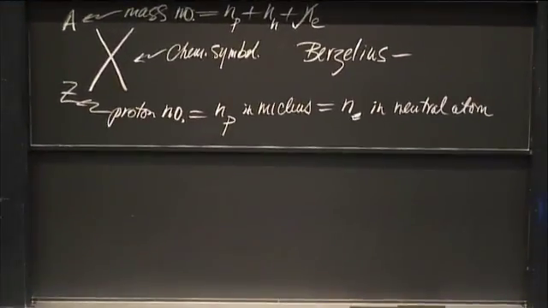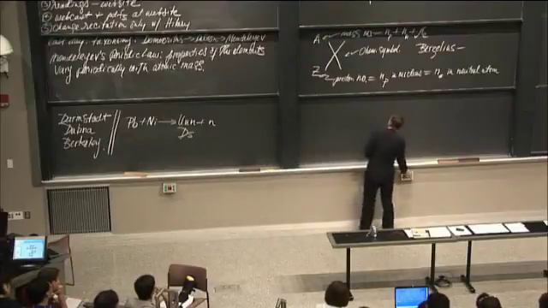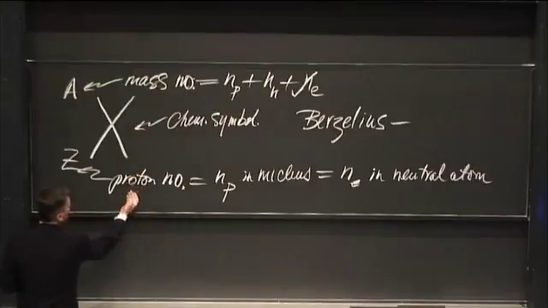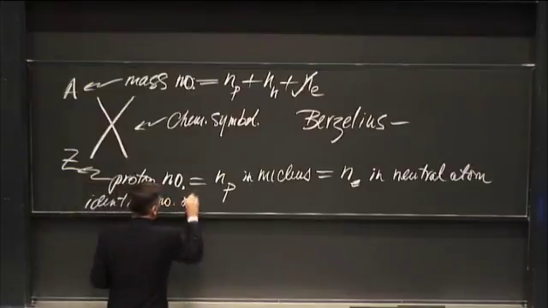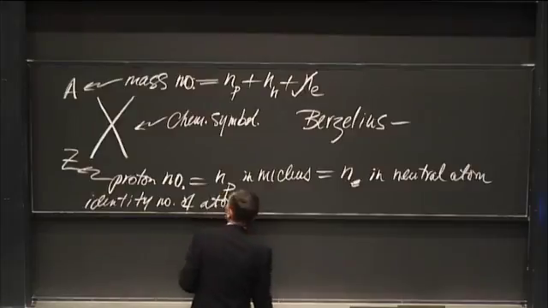A point about redundancy here. We don't really need the proton number and the chemical symbol because the proton number really defines the atom. The proton number is like the Social Security number. This is the identity number of the atom. If we change the proton number, we change its identity.